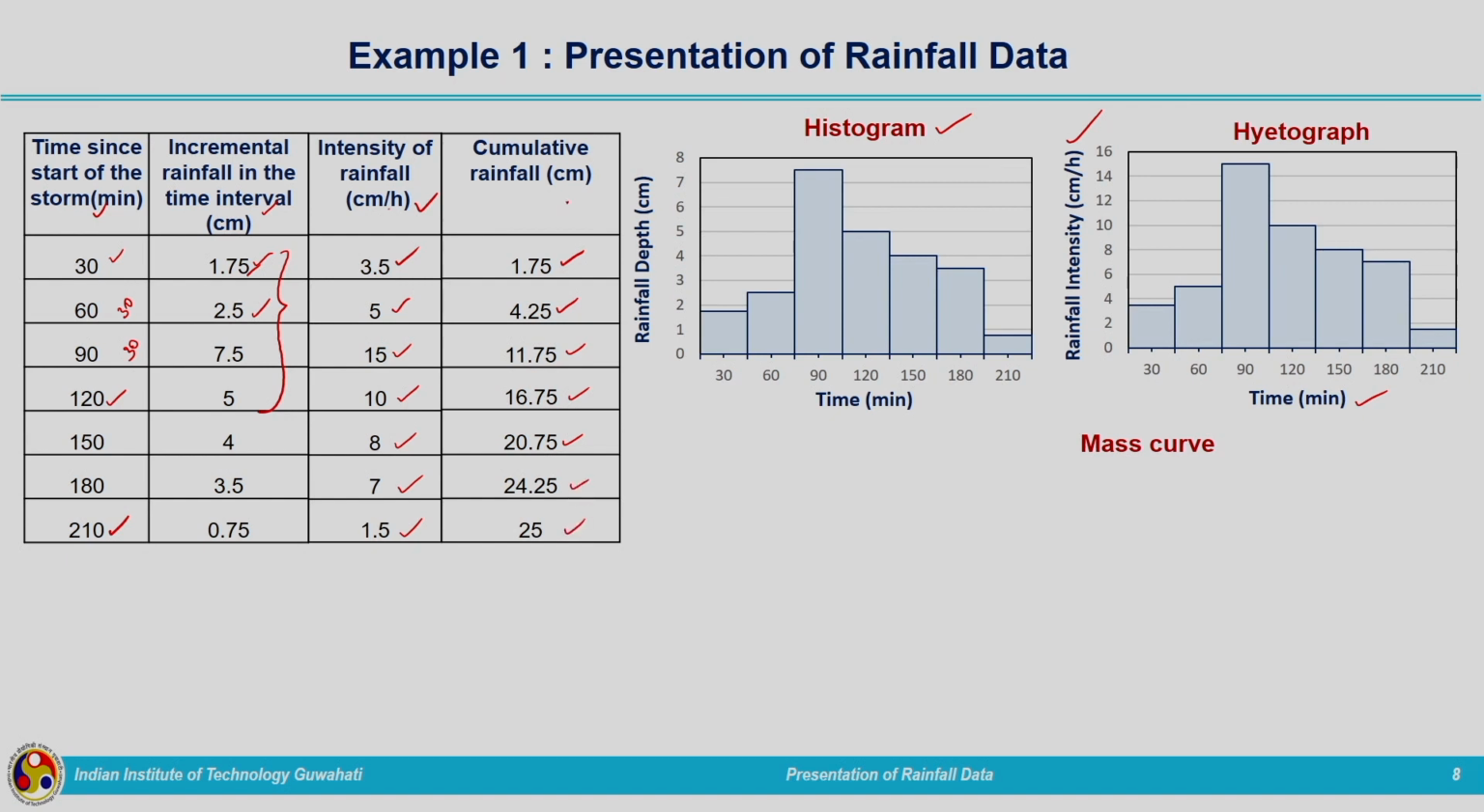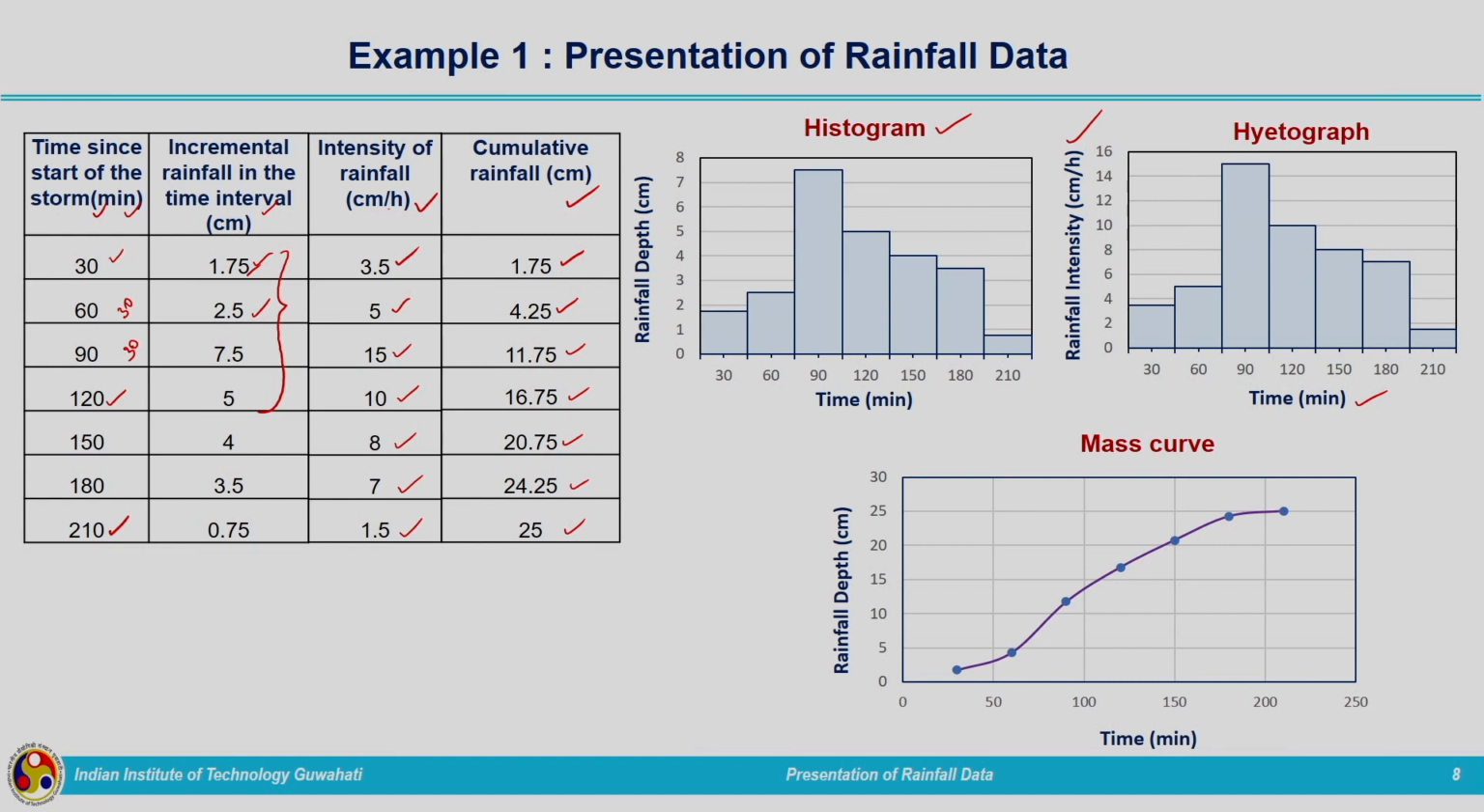This cumulative rainfall in centimeters will be plotted against time, that is our mass curve. So, mass curve is the rainfall depth. This is the cumulative rainfall depth, not simply the rainfall depth; it is the cumulative rainfall depth versus time. You can see from the figure it is a rising curve; mass curve is a rising curve.